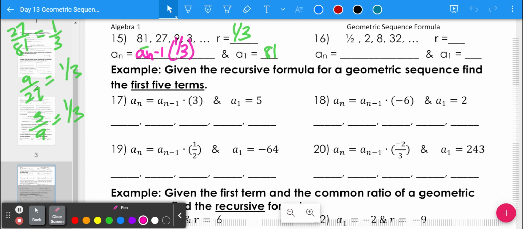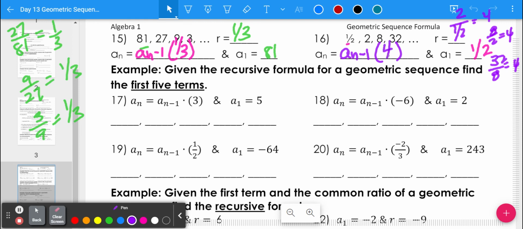For number 16, my first term is 1/2. I have to find what my common ratio is. So I'm going to do 2 divided by 1/2, which should give me 4. I'll do 8 divided by 2, which equals 4, and 32 divided by 8, which equals 4. So now I write the first part of my recursive formula, a sub n minus 1, the part that never changes, is going to be multiplied by my common ratio of 4, which is what I found here.